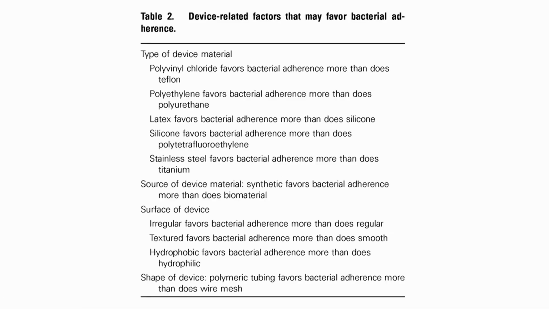So, here are some device related factors that may favor bacterial adherence. These are just some general ones; some of them are empirical, some of them have known mechanisms, but there are several characteristics that have been observed over a period of a few decades. We find that polyvinyl chloride typically favors bacterial adherence more than any other material like Teflon. Similarly, polyethylene favors bacterial adherence more than polyurethane.